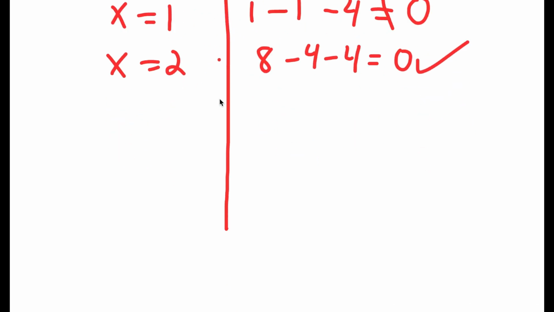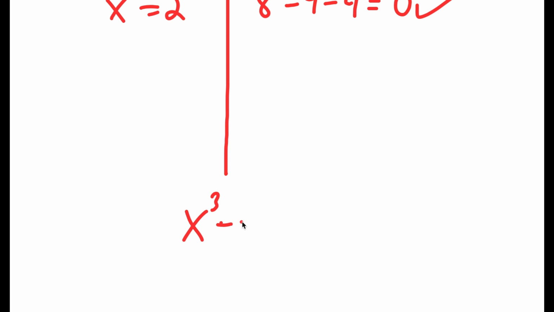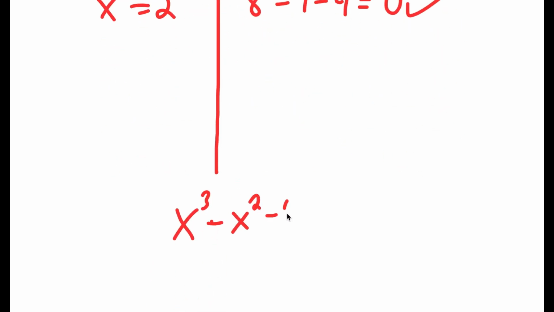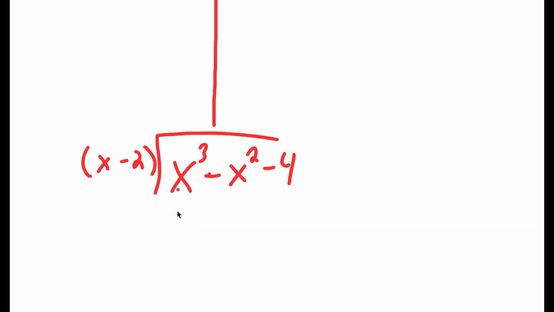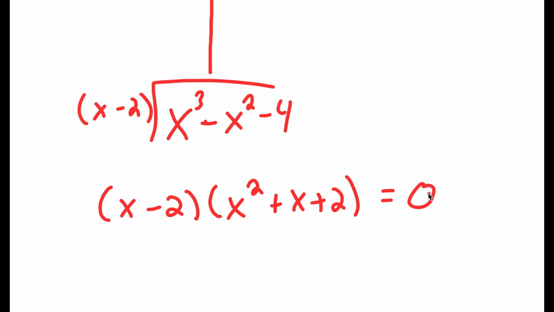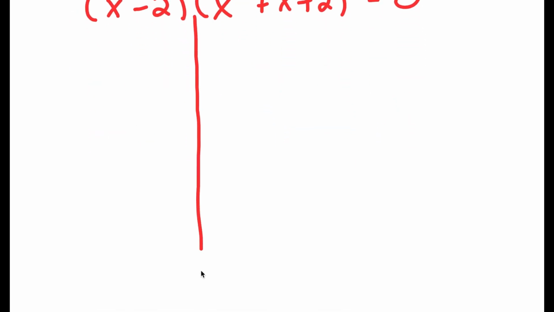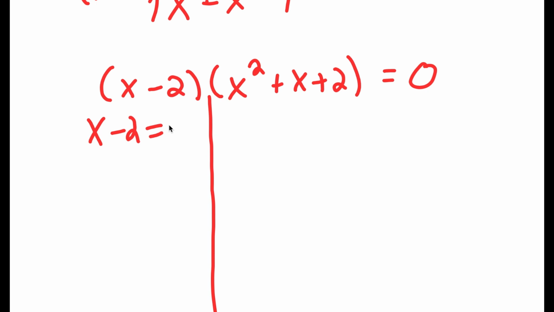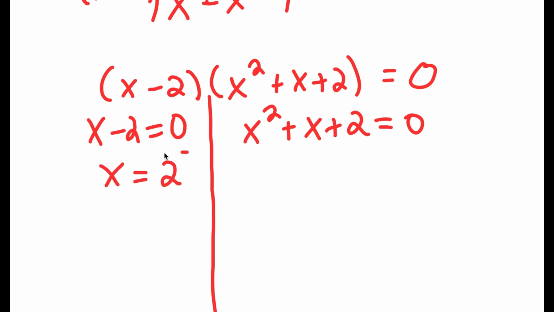Now using x equals 2, I'm going to divide x to the power of 3 minus x squared minus 4 by x minus 2. So now if you divide these two, you get x minus 2 times x squared plus x plus 2. And you can either divide them with long division or synthetic division. So now this gives me two equations. I have x minus 2 is equal to 0, and I have x squared plus x plus 2 is equal to 0. So for x minus 2 equals 0, this is simple. This obviously means x equals 2.